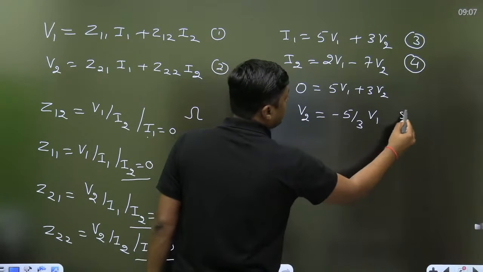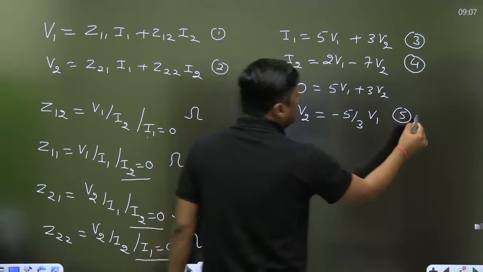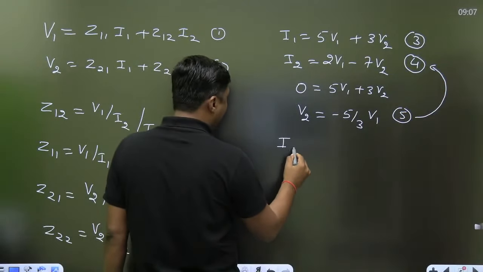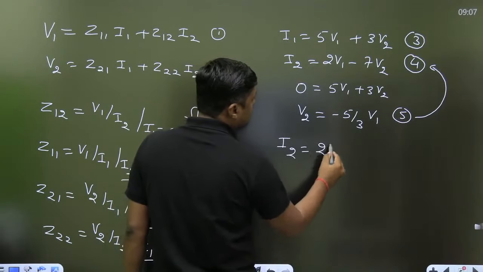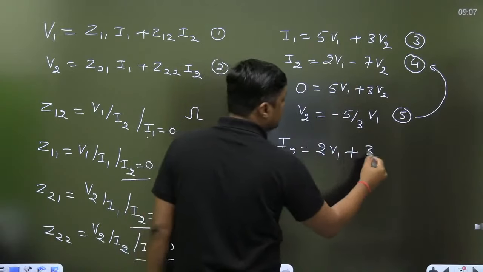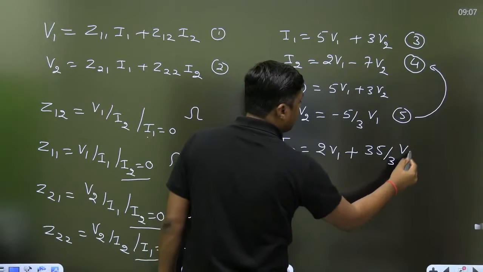This is the fifth equation. Now put 5 in 4. When putting 5 in 4, you are going to get I2 is equal to 2V1 minus minus plus 35 by 3 V1.